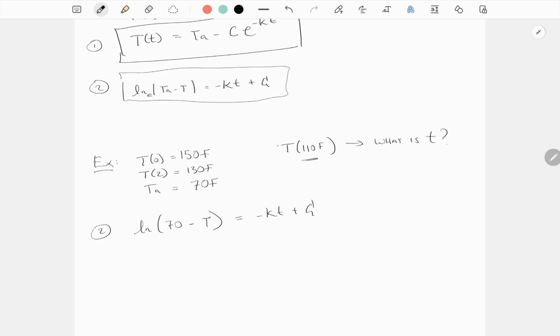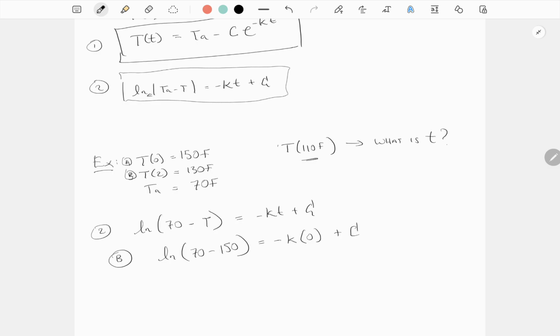Okay, so I'm going to use my data points 1 and 2. So when time is 0, I'm going to plug that in. I should call these A and B then. So we're going to use data point B. T at 0 is 150 Fahrenheit, so ln of 70 minus 150 is equal to negative k times 0 plus c.